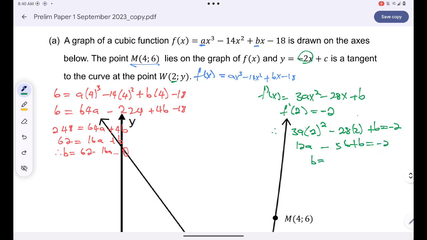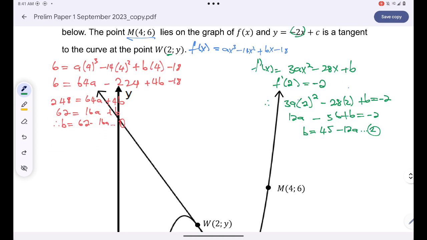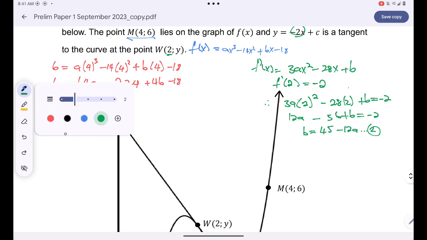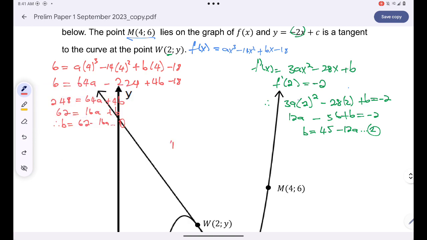So therefore b is just equal to negative 2 plus 56. Negative 2 plus 56 will give us a positive 54 minus 12a. This is my second equation. Now I have two equations, guys. So I can therefore conclude that equation 1 is equal to equation 2.